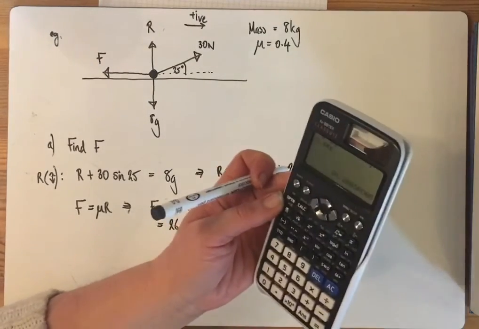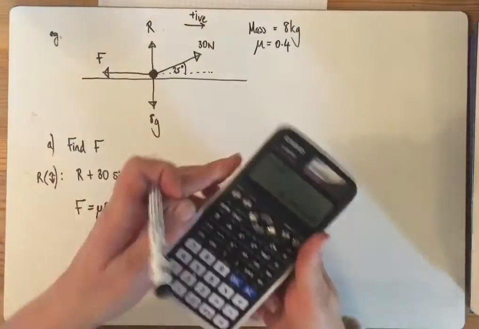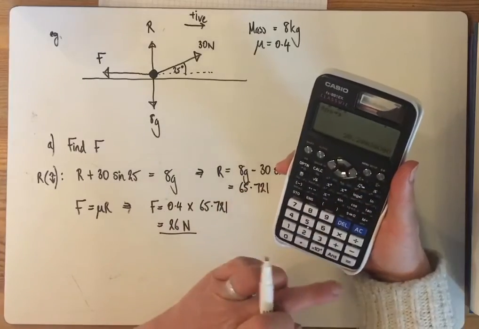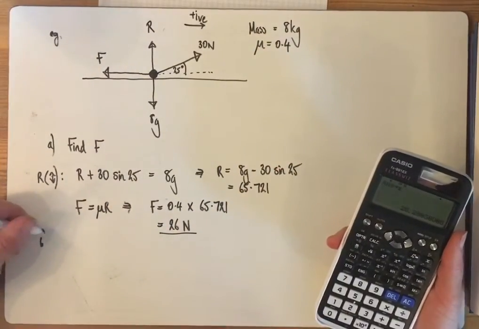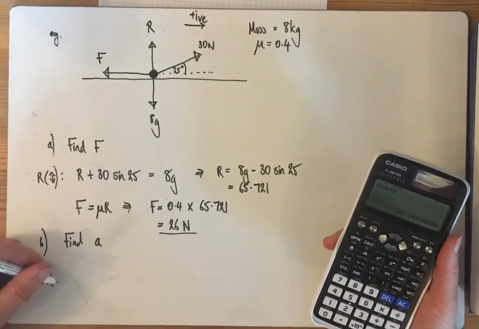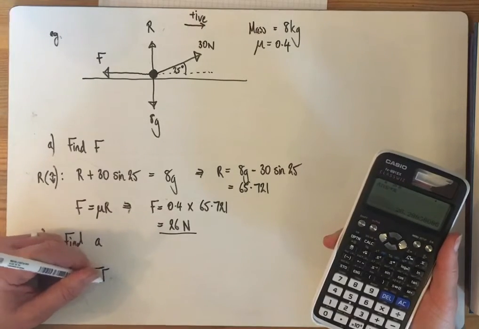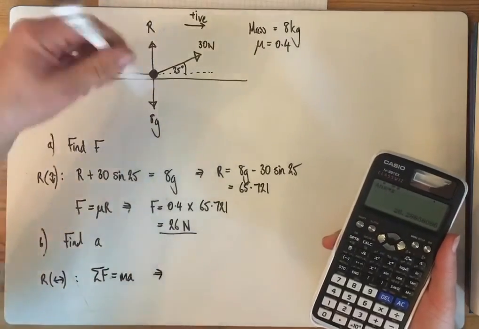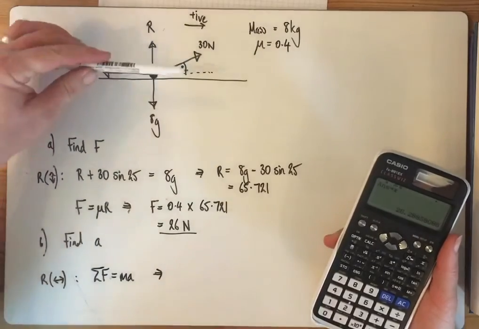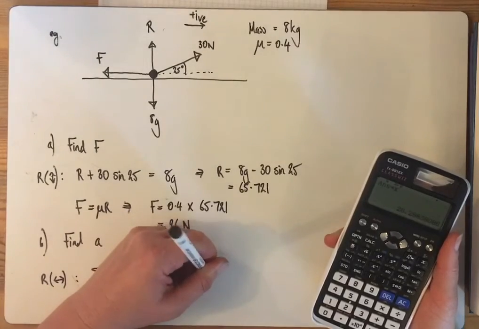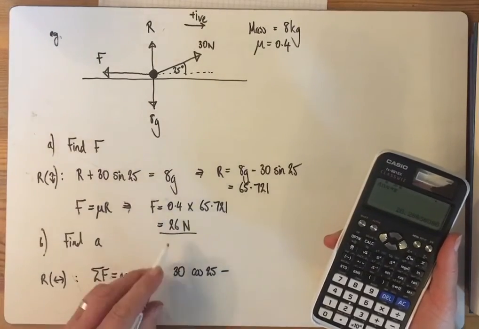The next thing I want to do is find the acceleration. So I need to find the resultant force. So I'm going to now store that one to x. So for B, to find the acceleration, we can resolve horizontally. And F equals ma. So I've got 30 cos 25 acting in this direction, minus the friction. I'm hoping you're pretty confident with your forces from last week.